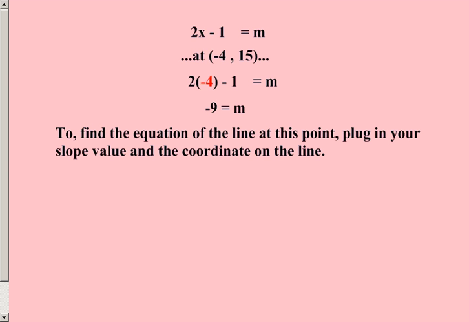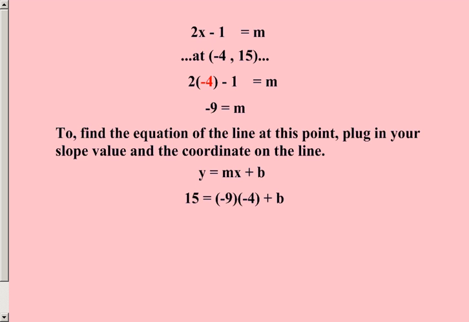Okay, and as I said, if you need the equation, you can finish this off by plugging in your slope value and any coordinate on the line. Typically, I do this by slope-intercept form. It's just the format that we have had the most exposure to over the years, so it's the one that I tend to use when I do have a coordinate and a slope.